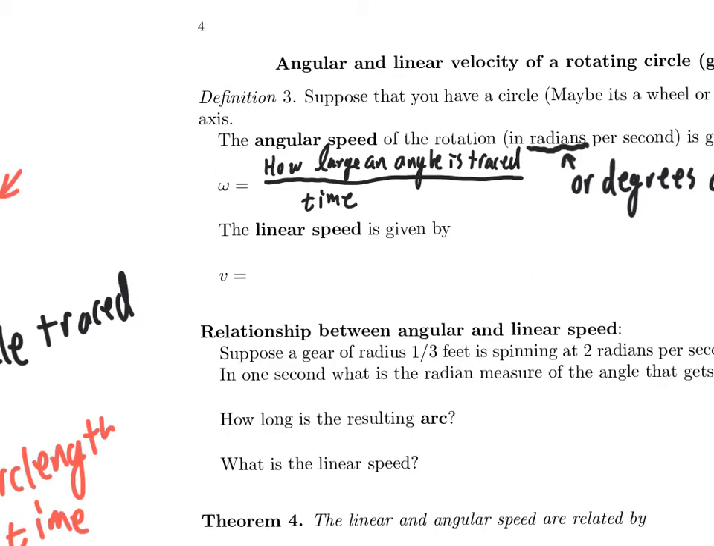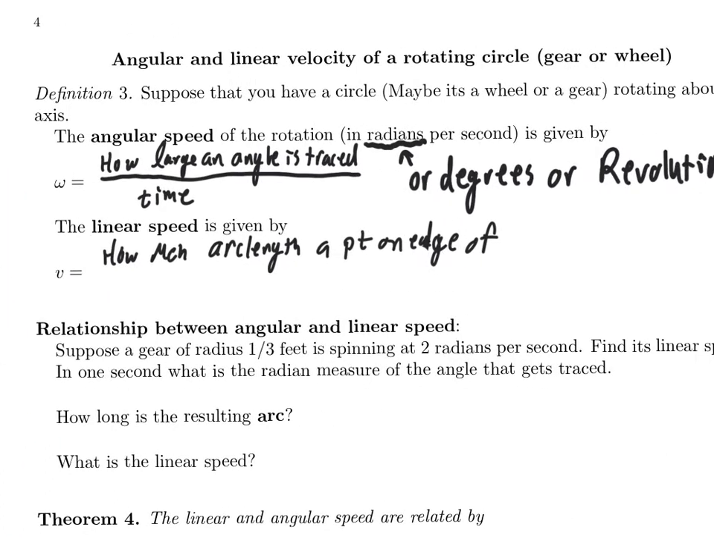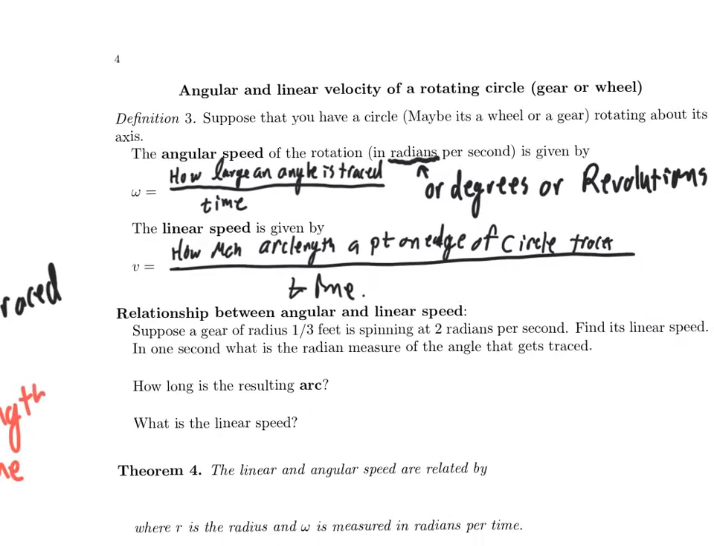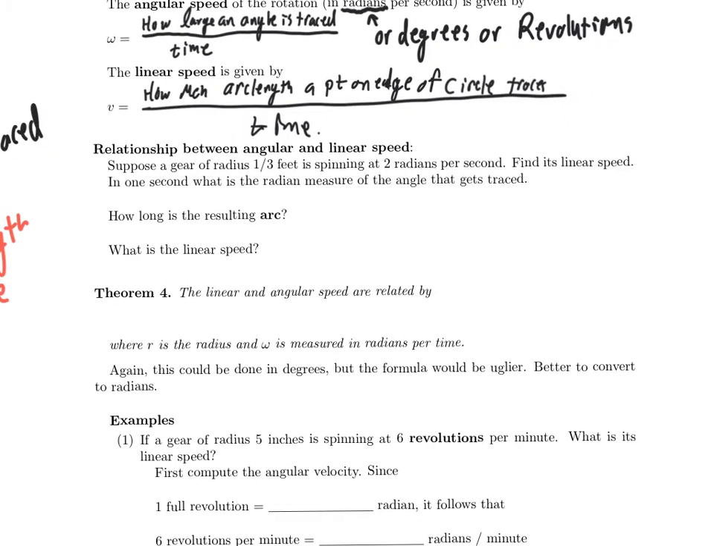The linear speed is given by how much arc length a point on the edge of the circle traces per unit time. So let's try to explore the relationship between these things.